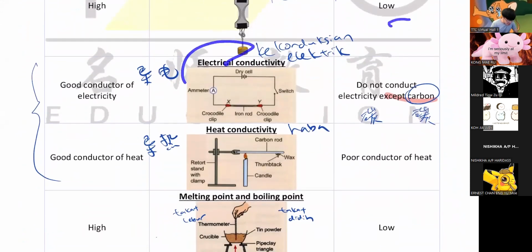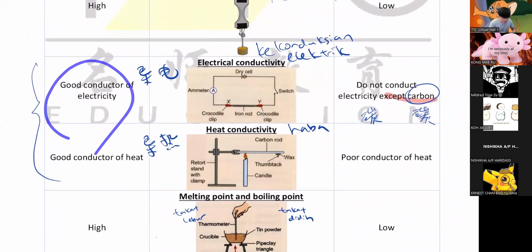Electrical conductivity and heat conductivity: can they conduct electricity and heat? Metals, yes, all of them. But non-metals, no. Besides carbon, which can conduct electricity, as in your pencil lead. Your pencil lead can conduct electricity, but not heat though. All non-metals cannot conduct heat.